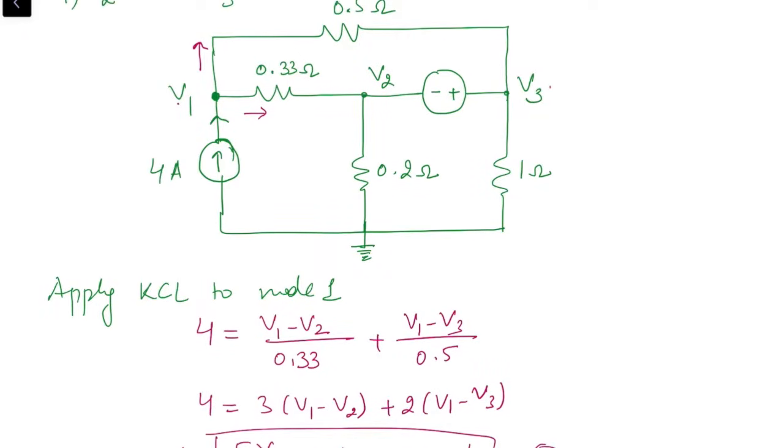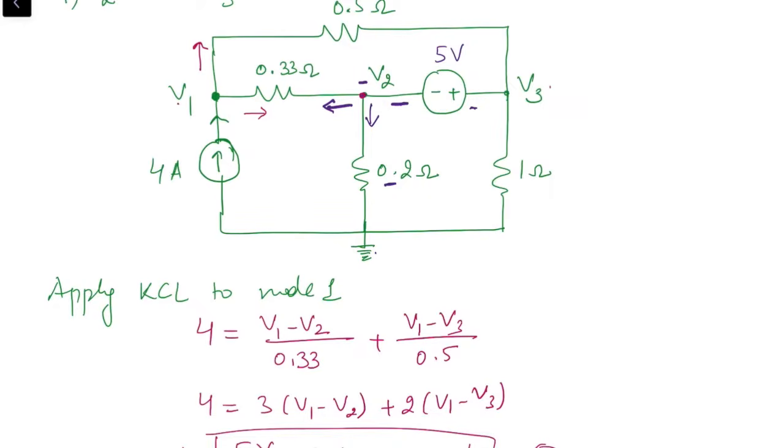Next step is we have to apply KCL to node 2. When we apply KCL to node 2, again we will mark the direction of currents through each branch as outgoing, since we don't know the direction of current. We can write the current through this 0.33 ohm resistance as (V2 minus V1) upon 0.33, and current through 0.2 ohm resistance as (V2 minus 0) by 0.2. But when we come across this branch, here we have a voltage source of 5 volts. We don't have any resistance in series with this voltage source, so we can't write the current in this branch.